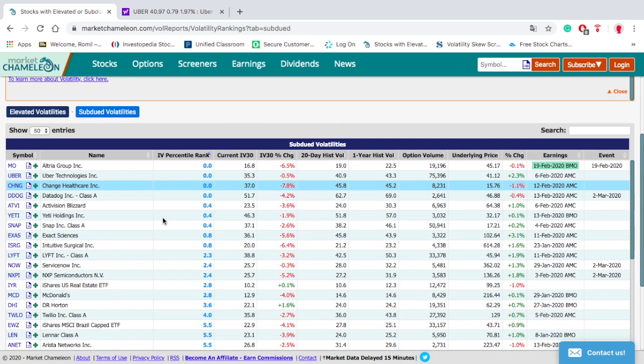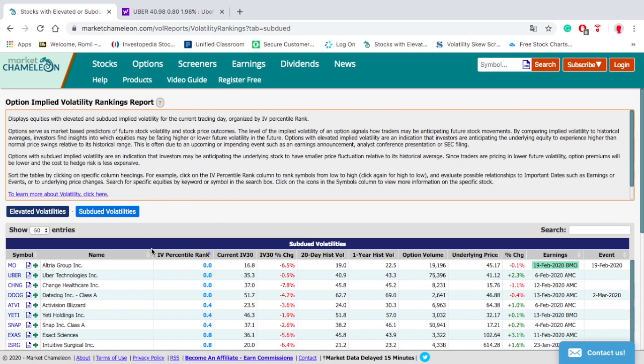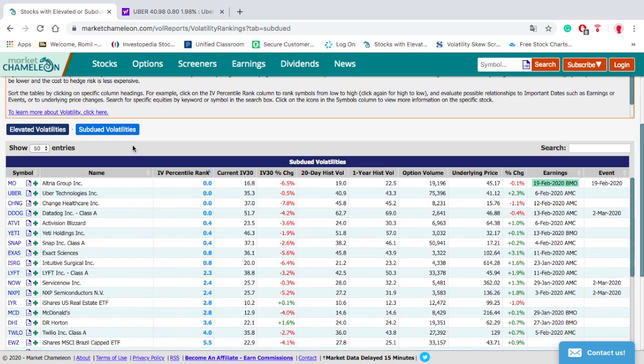And so I say I want a long volatility type trade, and first I start looking at the subdued volatility. Market Chameleon is a great website to use. It's free. Just look for the volatility reports, the volatility rankings. You go to subdued volatilities and you see that Uber, which is a fairly liquid name, has an IV percentile of 0. So you have something very liquid with a volatility extreme.